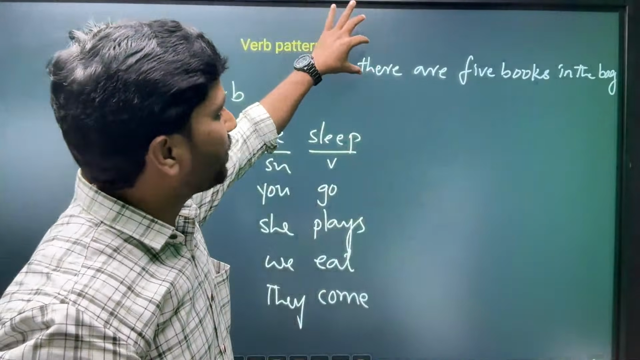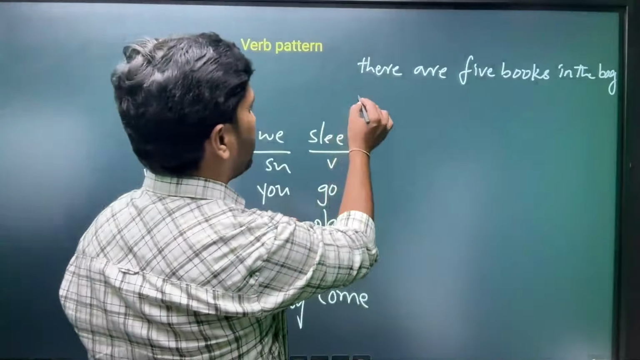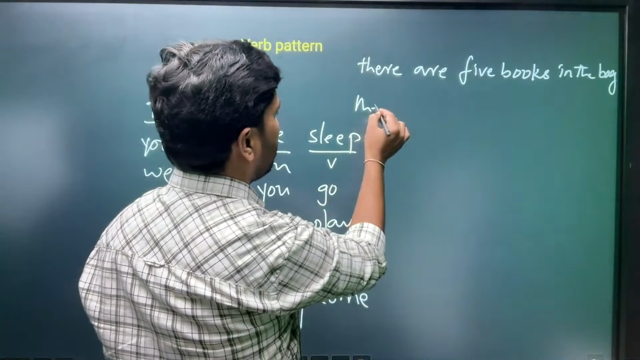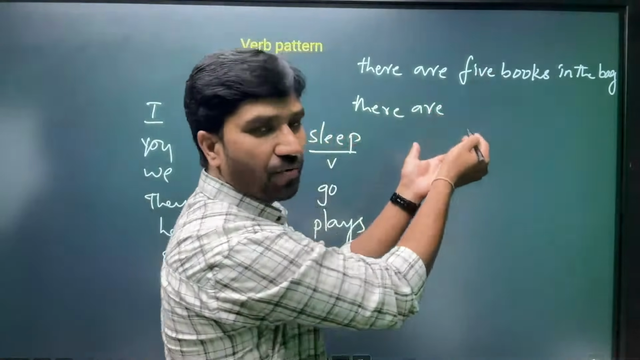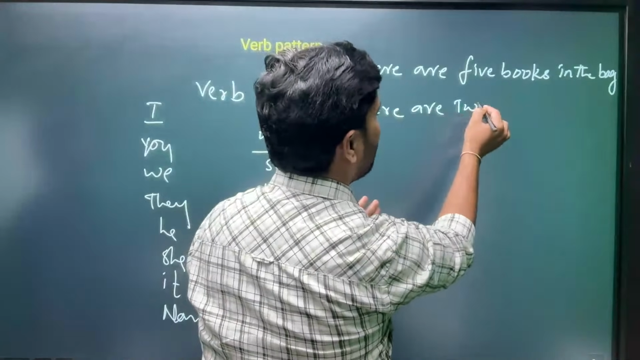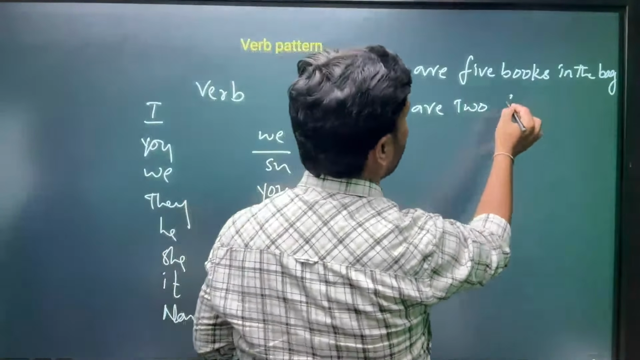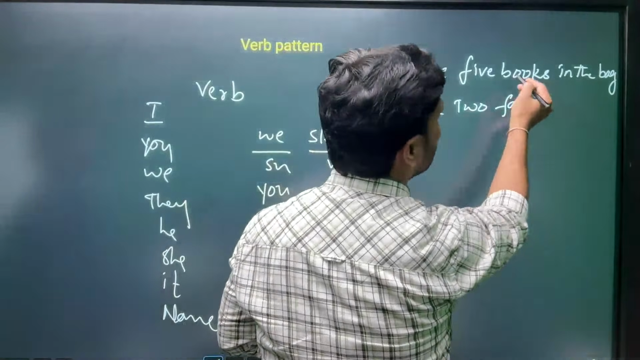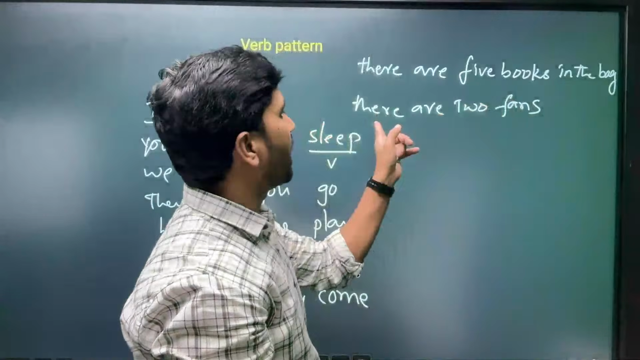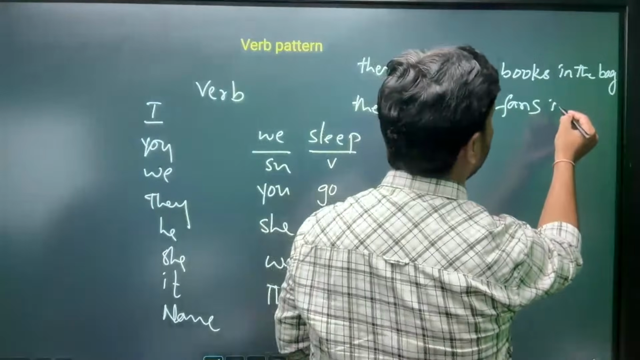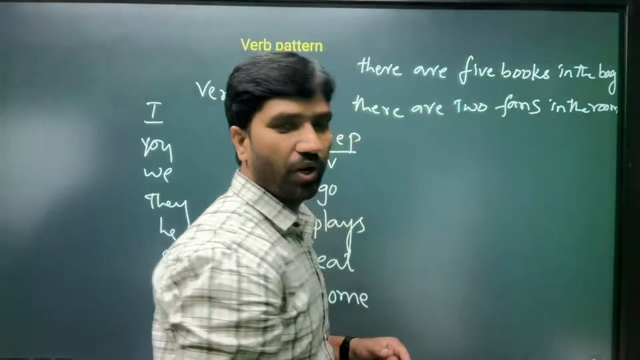See, when they start with there are, we used to start with the same, there are. Here you can change the number. There are 5 has been given. So you can write 2. Then there are 2 fans. Here they have used a plural word, books. So we used to write plural words also. Like there are 2 fans in the room.